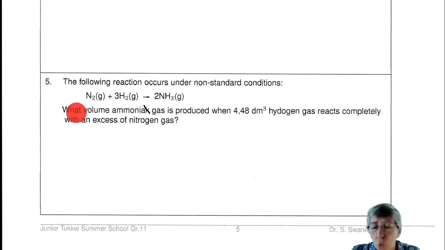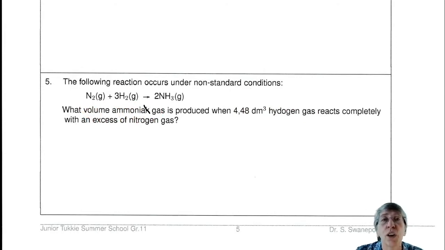And they ask you what volume of ammonia gas. So I'm looking for the ammonia gas. It is a gas and they're looking for volume. So it's: what volume of gas is produced when 4,48 cube decimeters of hydrogen gas. So we're going from a volume gas to a volume gas.